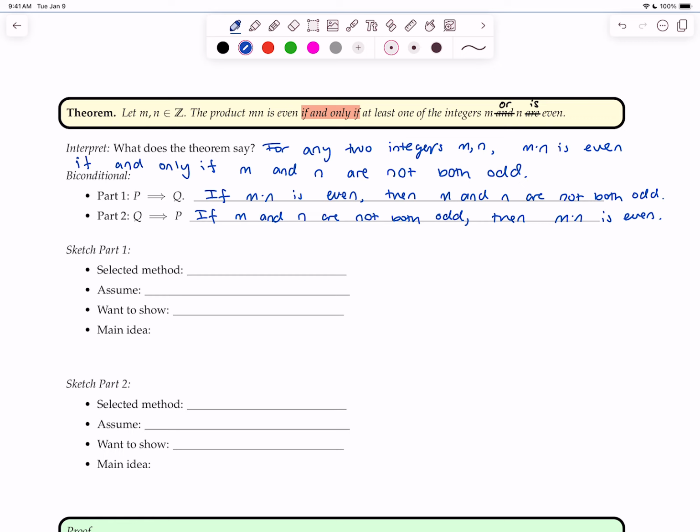Okay. Now take a minute to pause and think about what proof technique you would use for each of these directions. And I'm going to give you a hint. I think we're going to want to use two different proof techniques, one for each direction. So take a minute to think about it.